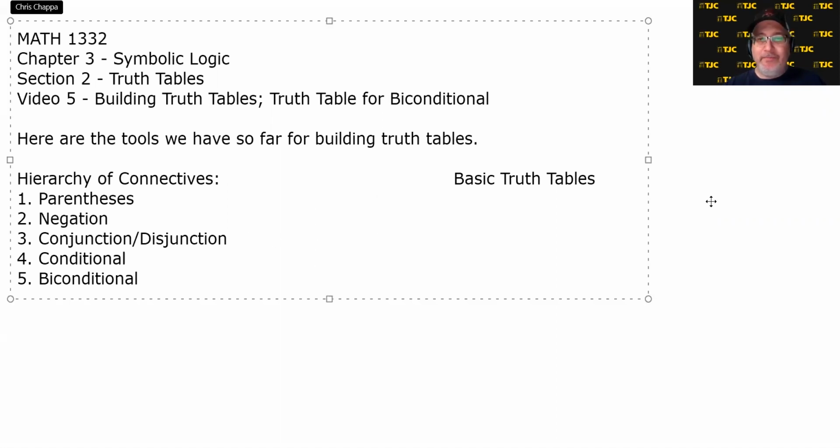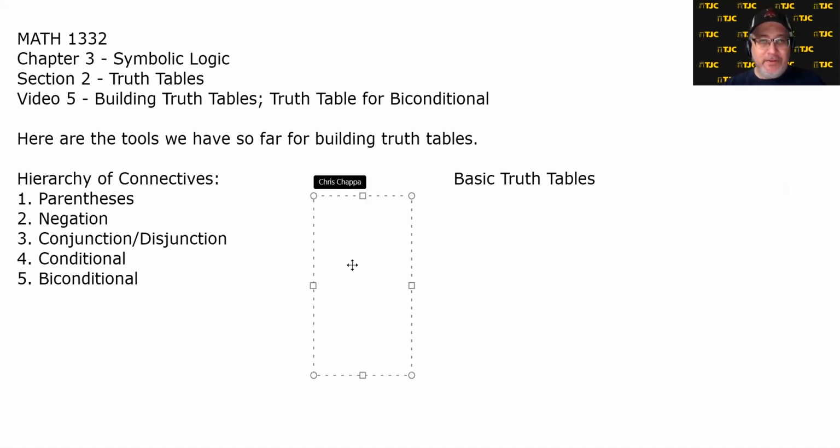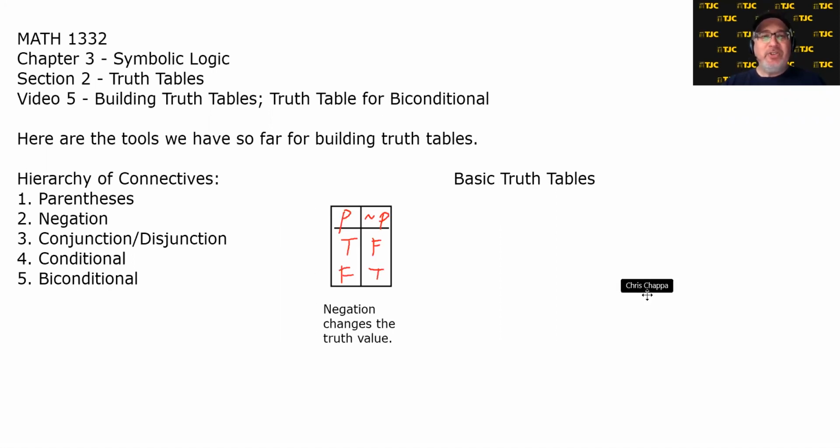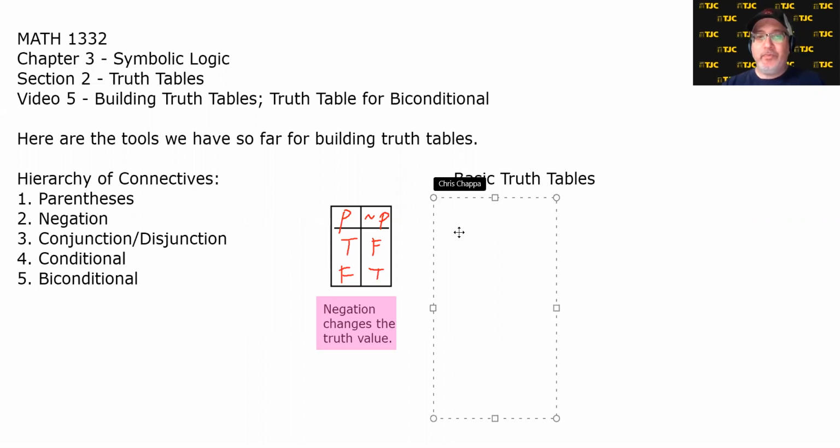Our first basic truth table is negation. Although you can memorize the truth table, I strongly recommend memorizing the rules. The rule for negation is that it changes the truth value of a statement. So if a statement is true, its negation is false. But if a statement is false, then its negation is true.